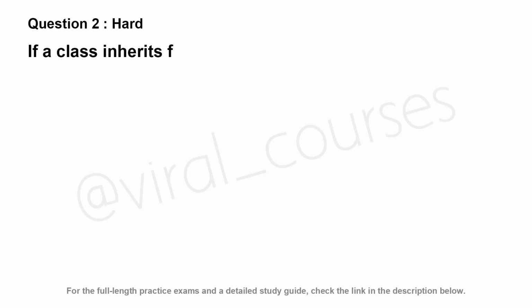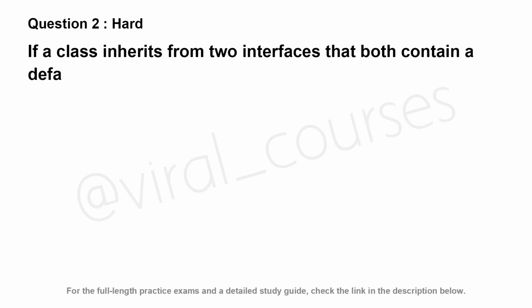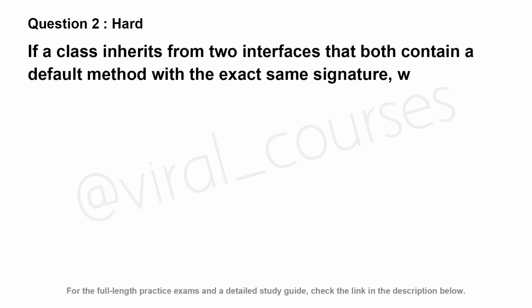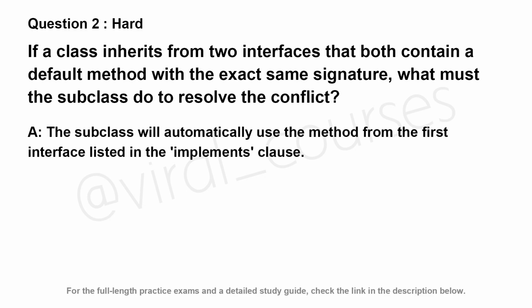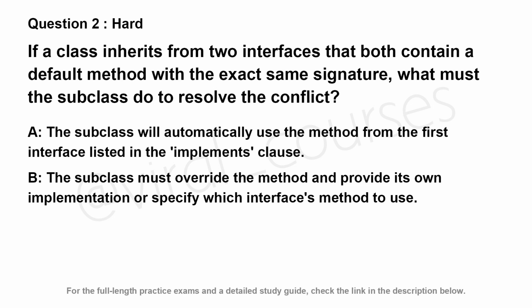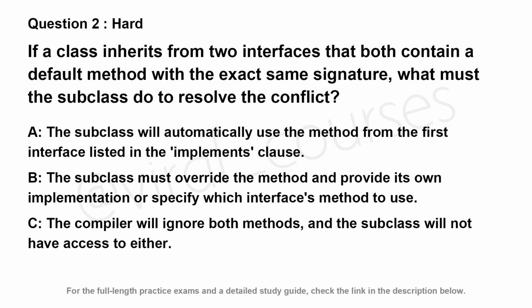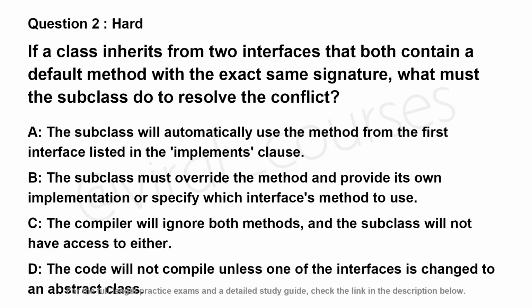If a class inherits from two interfaces that both contain a default method with the exact same signature, what must the subclass do to resolve the conflict? Option A. The subclass will automatically use the method from the first interface listed in the implements clause. Option B. The subclass must override the method and provide its own implementation or specify which interface's method to use. Option C. The compiler will ignore both methods, and the subclass will not have access to either. Option D. The code will not compile unless one of the interfaces is changed to an abstract class.